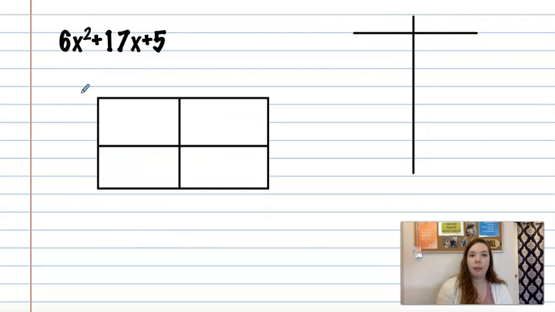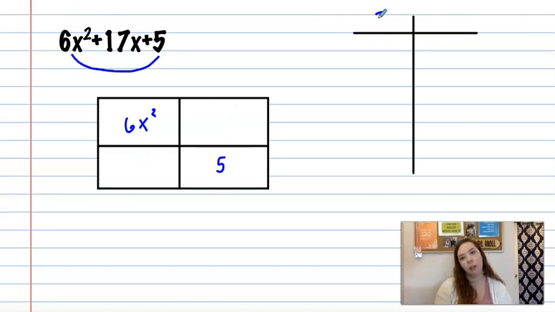All right, new example. This time I have 6x squared plus 17x plus 5. So my first and last term stay the same, but I'm going to figure out how I can split this middle term into two pieces that helps me factor. So 6 times 5 gives me 30. And I'm trying to add 17.